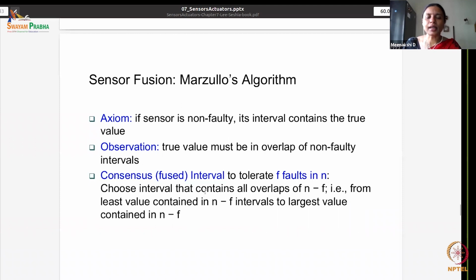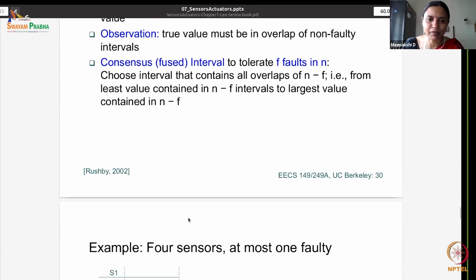And here is the algorithm that I arrive at to get a consensus. I choose the interval that contains all overlaps of n minus f, where f is the number of faults and n is the number of intervals. That is, from the least value contained in the n minus f intervals, I go to the largest value that is contained in n minus f.